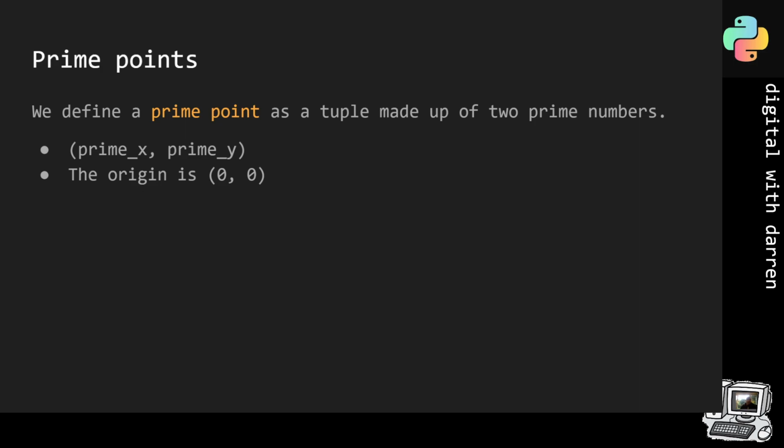So, prime points, a new concept. We define a prime point as a tuple made up of two prime numbers. The x component we'll call prime x, and the y component we'll call prime y. The origin is 0, 0.